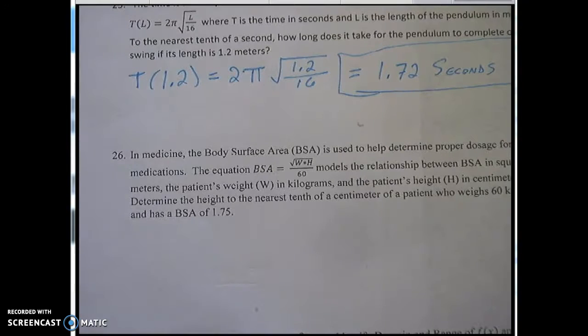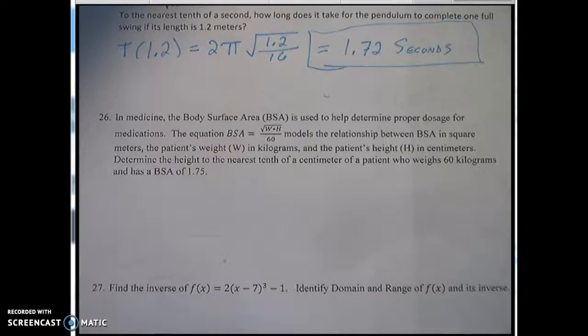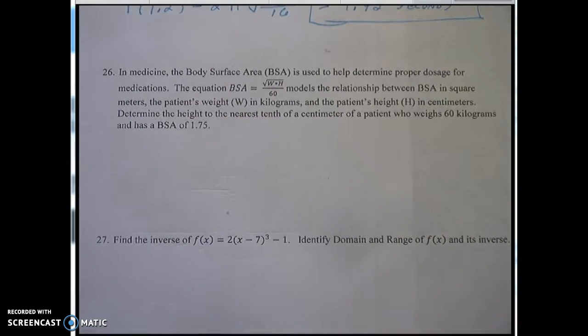The last one that I'm going to do here is number 26, which is also a word problem. And number 26 says, in medicine, the body surface area, BSA, is used to help determine proper dosage for medications. The equation BSA equals the square root of W times H divided by 60 models the relationship between BSA in square meters, the patient's weight in kilograms, and the patient's height in centimeters. Determine the height to the nearest tenth of a centimeter of a patient who weighs 60 kilograms and has a BSA of 1.75.